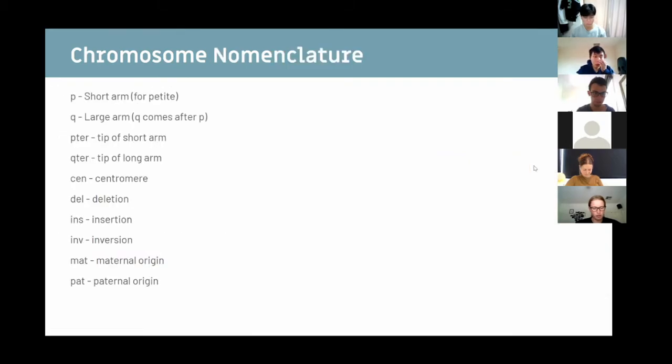Next slide. This is just some nomenclature. This is mainly for notes. I'll explain it as we go along. So next slide.